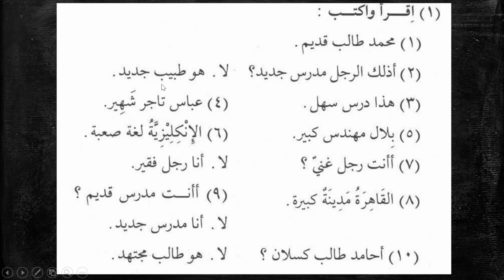So Abbas tajirun shahir. Abbas is a famous merchant. When we put shahir back into the sentence, we have to put it in front of tajir. Okay? So the rest, if you'd like, you can try it on your own. And then if you have any questions about them, you can talk about them with me on Sunday.